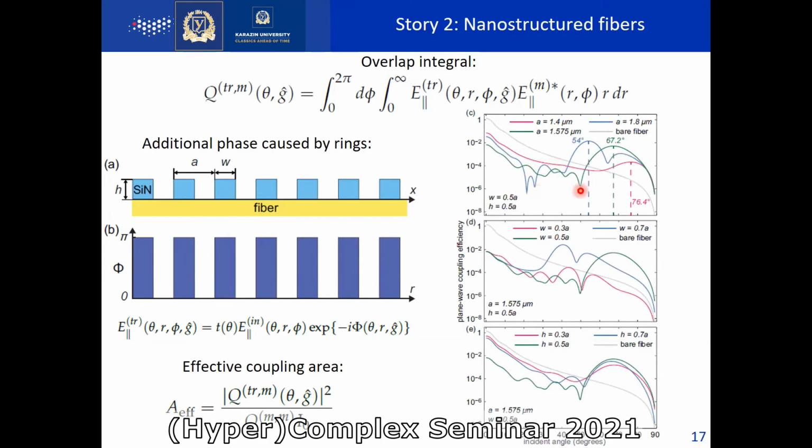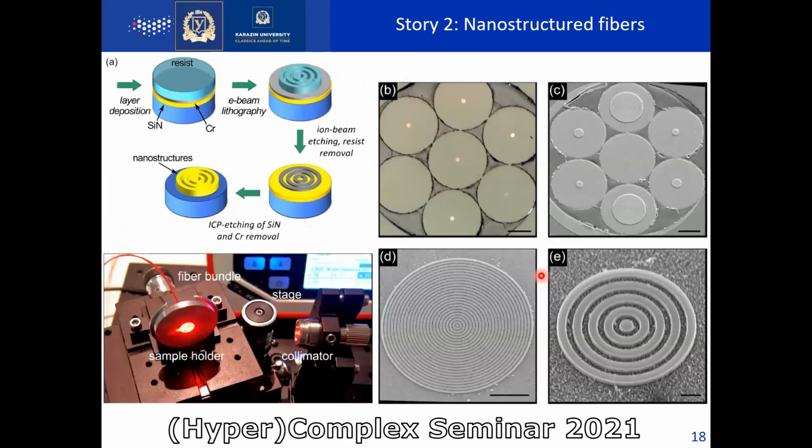This very simple model allowed us to optimize the design, to change the width, height, and period of each ring of the ring array, and to define the most optimized design. Then we also checked it by numerical simulation and applied some advanced optimizations, and finally found the best design, which was fabricated using a combination of electron beam lithography and ion beam etching. And here you can see images of the fibers nanostructured by these ring-like structures with different numbers of rings.